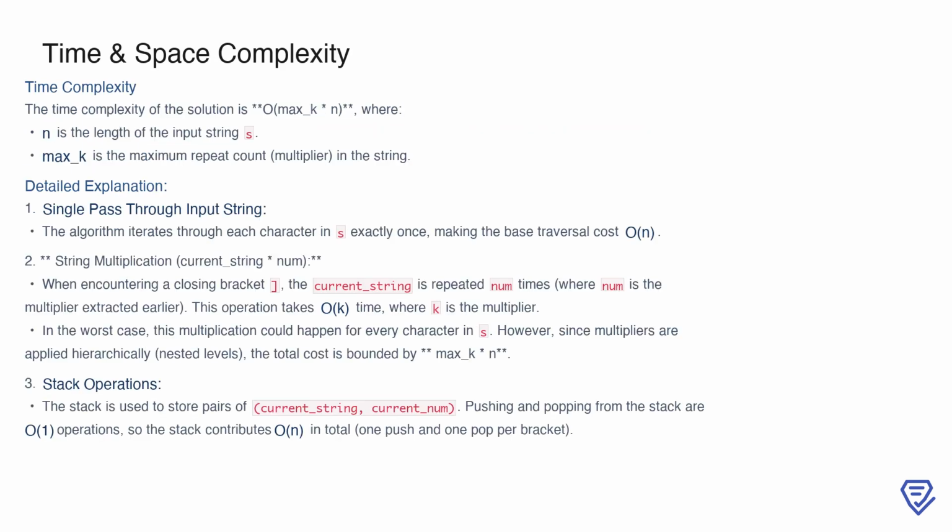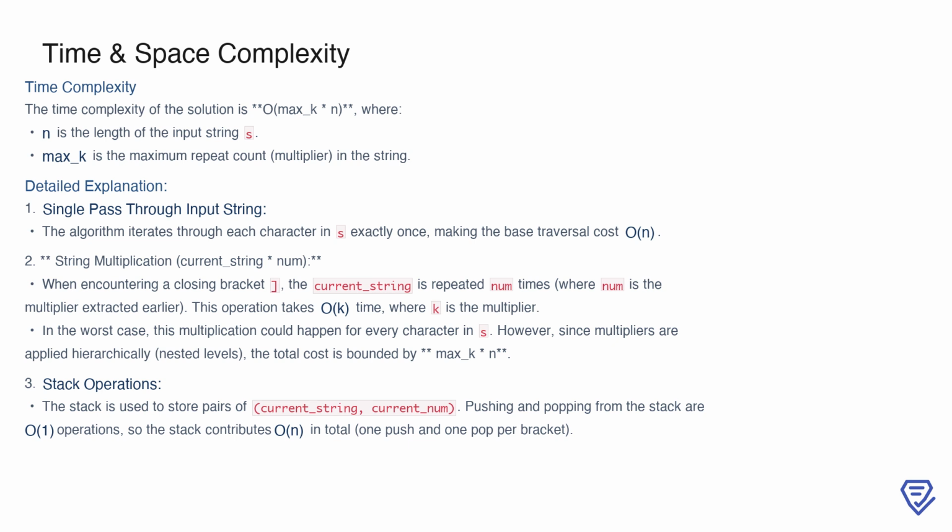The time complexity of our solution can be understood as O(max_k * n), where n represents the length of the input string, and max_k is the maximum repeat count, or multiplier, in the string. First, the algorithm processes each character in the string exactly once, resulting in a base traversal cost of O(n). Next, when a closing bracket is encountered, the algorithm multiplies the current string by the number preceding the bracket. This multiplication takes O(k) time, where k is the multiplier.